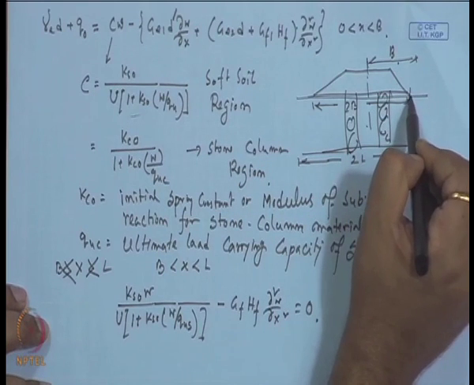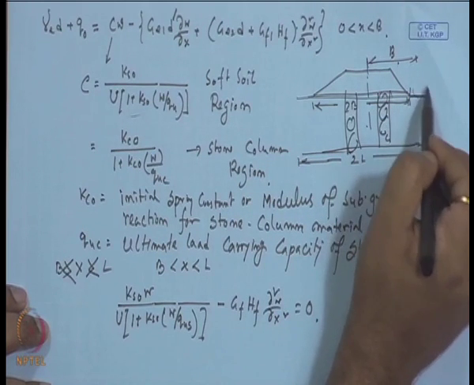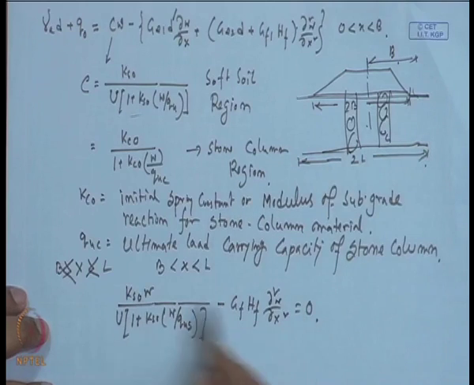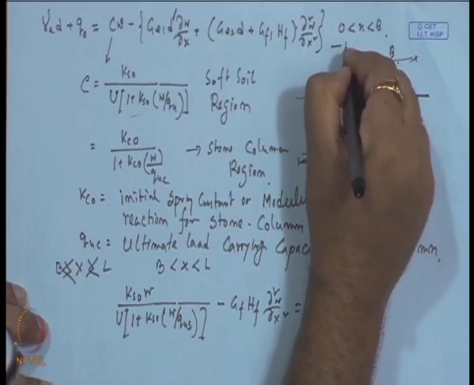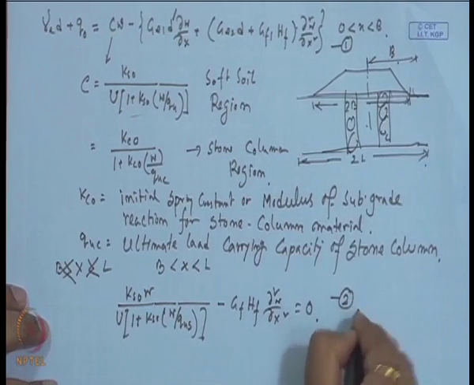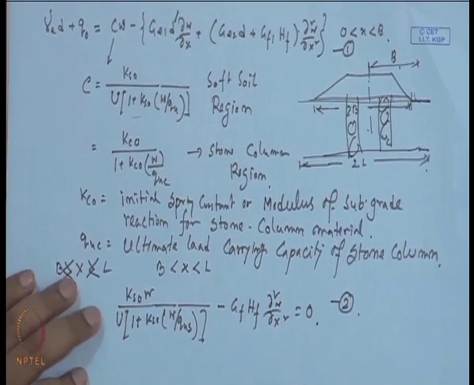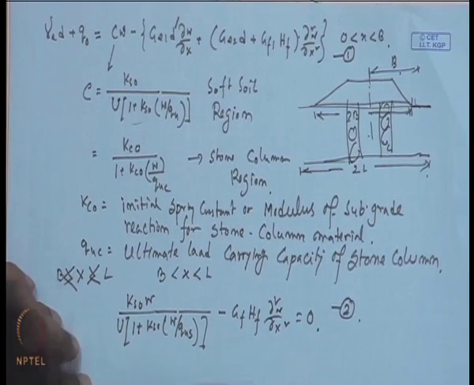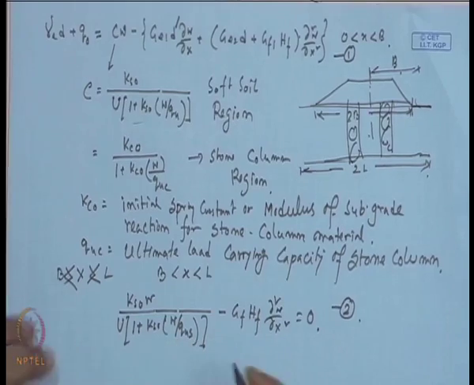Beyond this point, from B to L, the embankment is not present, so we will get this expression. Expressions number 1 and number 2 are the two major expressions. To solve them, we can first express them in non-dimensional form.